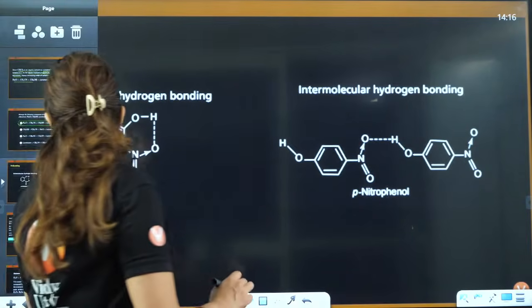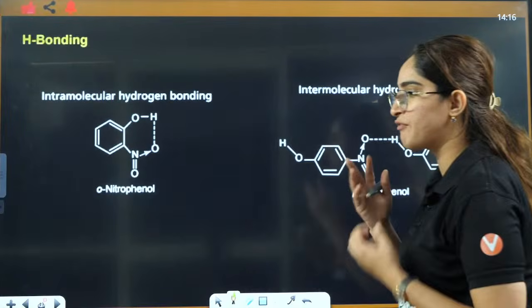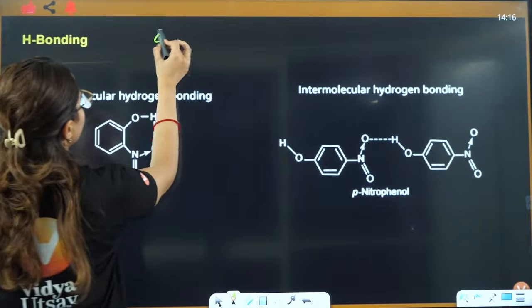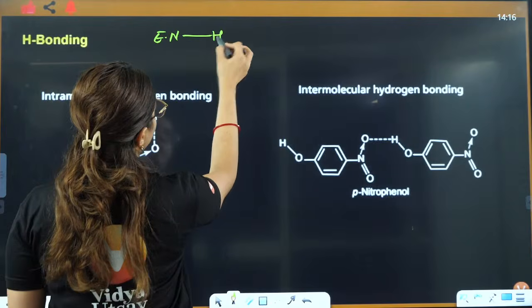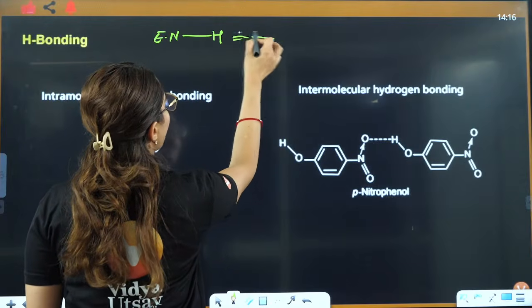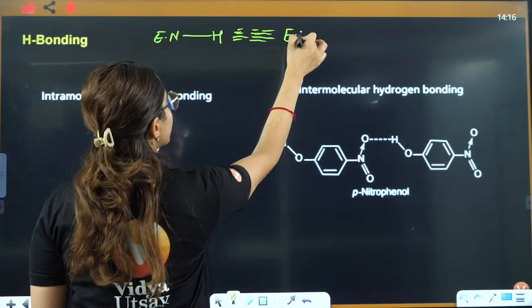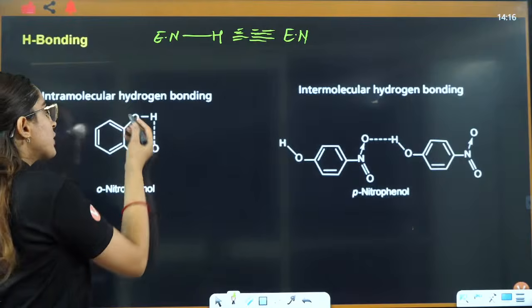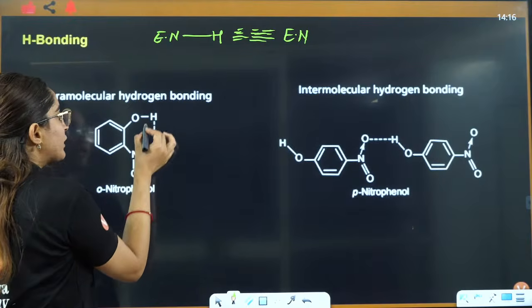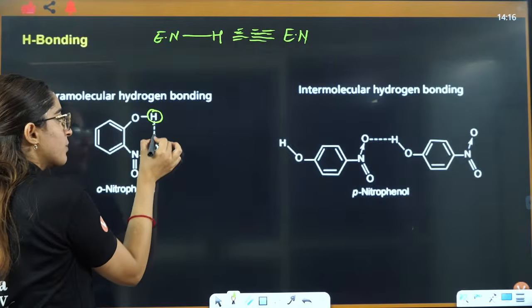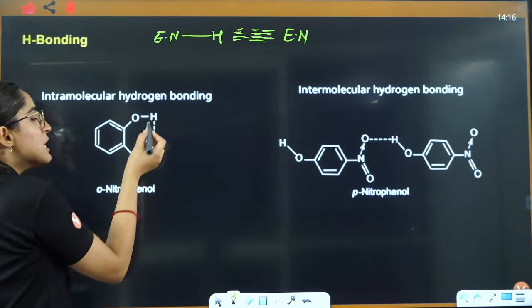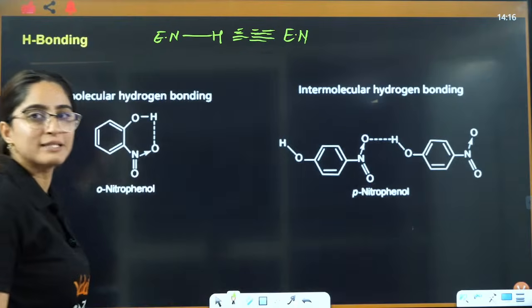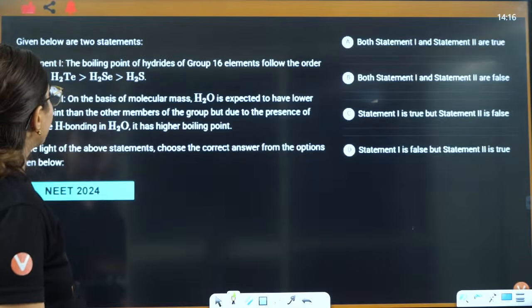Then the last one, guys, is hydrogen bonding. We have two kinds of hydrogen bonding here. Hydrogen bonding basically means that you have an electronegative element connected to hydrogen, and it is further making a hydrogen bond with another electronegative element. There is no sharing or transfer of electrons here. Intramolecular means within the molecule, like this hydrogen forming hydrogen bonding with this oxygen. Inter means when one molecule is bonding with another molecule, that is intermolecular hydrogen bonding.